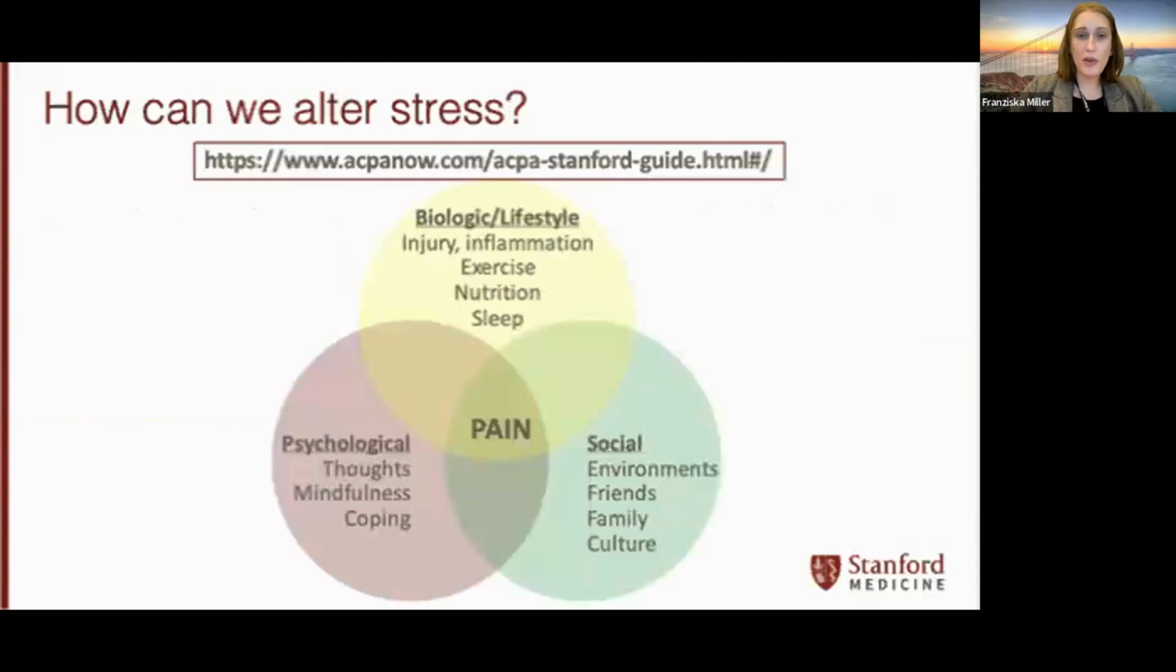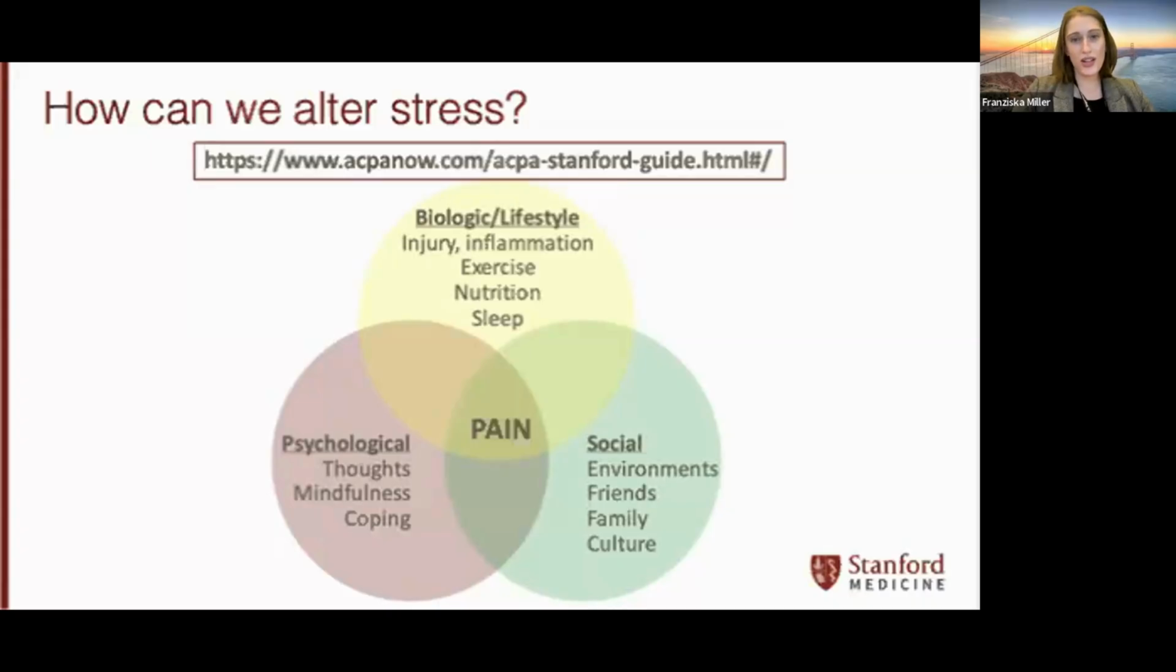So I want to start out by saying that focusing on managing pain rather than curing it is not giving up. So I'll say this again. Focusing on managing pain rather than curing it is not giving up. On the contrary, it's choosing to live life to the fullest and find ways to thrive despite the pain.